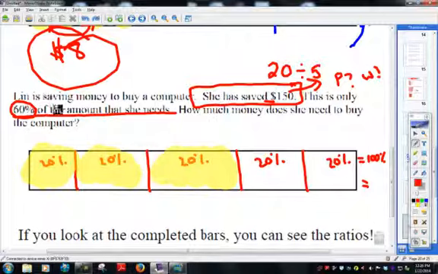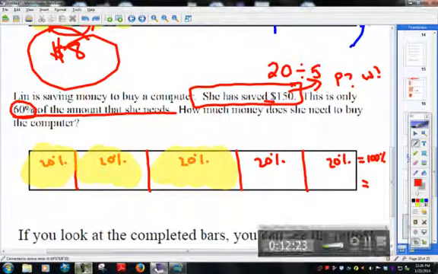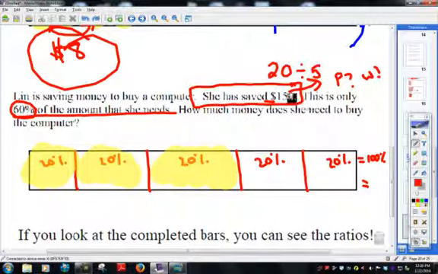Now, let's reread. This is where, again, I'm repeating myself. Every test is a reading test. Lynn is saving money to buy a computer. She has saved $150. Okay? That's how much she saved. So she saved $150. This, meaning the $150, is only 60% of the amount that she needs. How much money does she need to buy the computer?